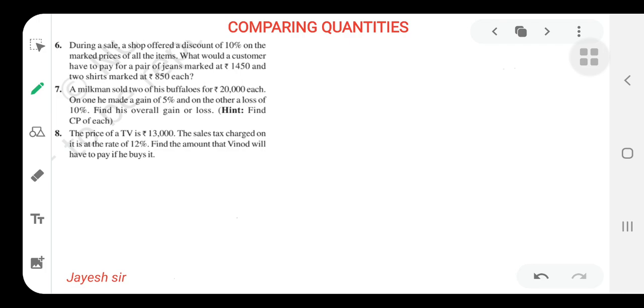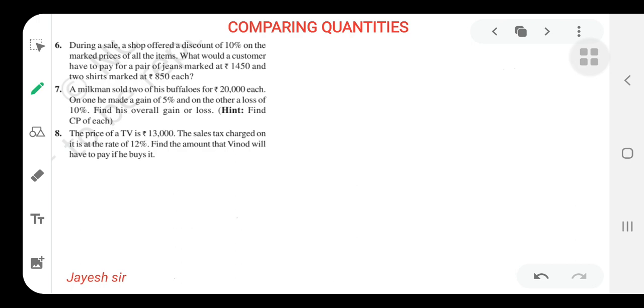A milkman sold two of his buffaloes at rupees 20,000 each. That means he sold one buffalo at 20,000 and another buffalo again at 20,000. Now on one he made a gain of 5%. That means 20,000 is the amount after gaining 5%.